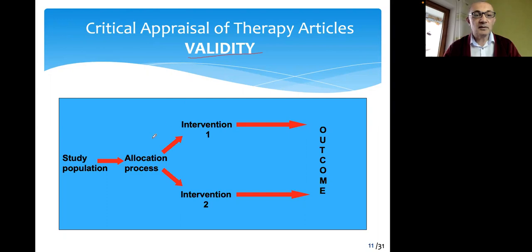So first, validity. When checking the validity of therapy articles, we should look at these points. The study population, because it is a randomized controlled trial, so how was the allocation process? We have to pay attention to the allocation process. Then the groups, intervention 1 and 2, or P, I and C, intervention and comparison groups, and the outcome.